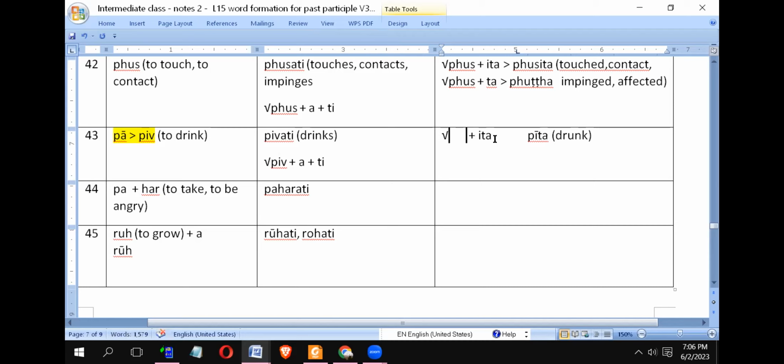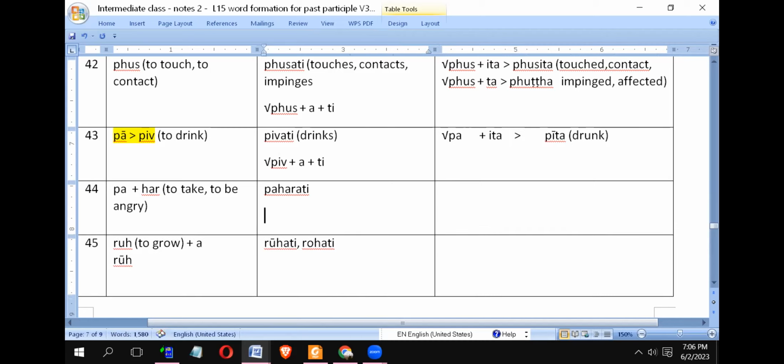Actually, it's interesting, you just have to guess how you get this one. How do you get the pita, from where? Look at the root. What is the root? Pa. So you got the pa plus ita, then maybe delete the a, so pita. Okay, so easy, right? This one, remember to pa or pi. Thank you. Next person.